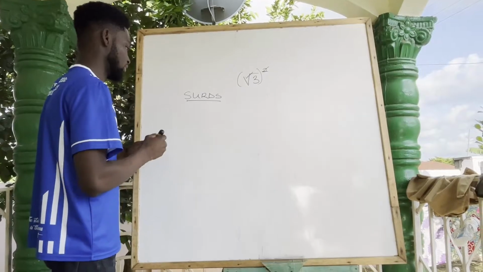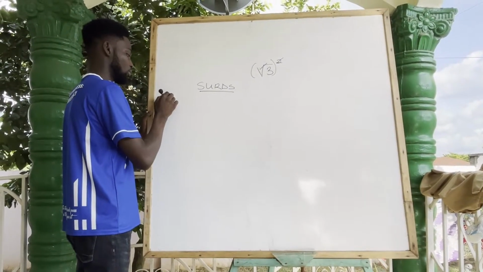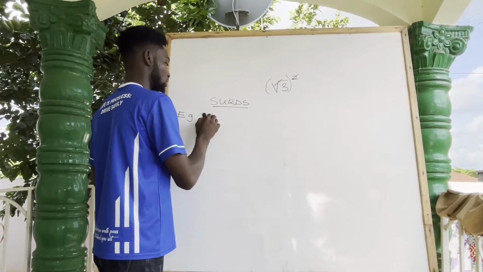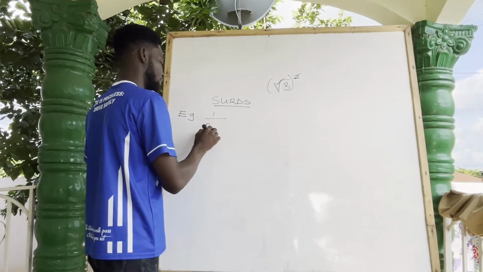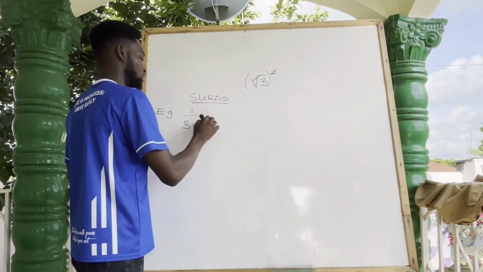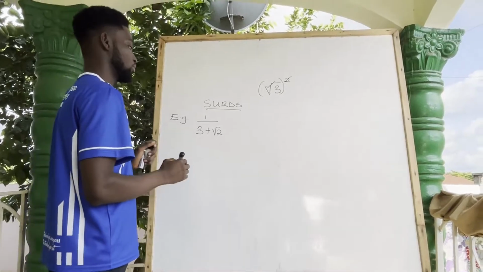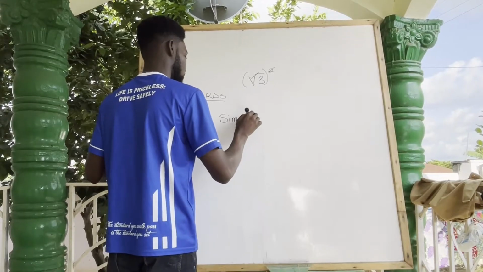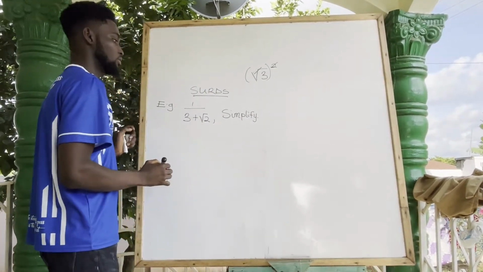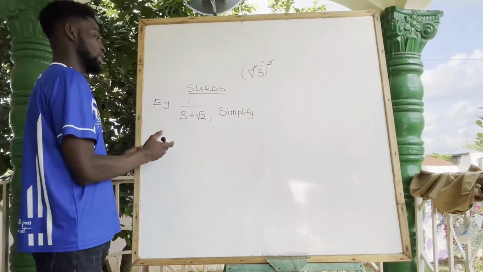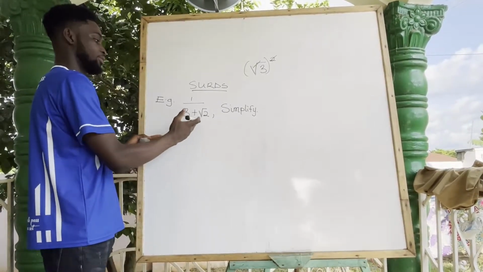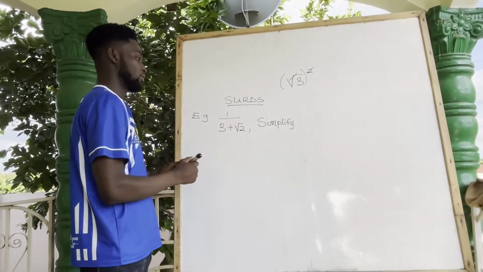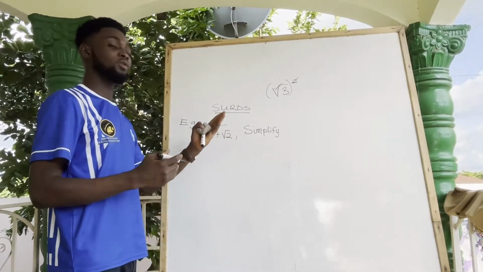So, let's take an example. Should we have 1 over 3 plus root 2, and we are asked to simplify. So if you look at this situation, we have the denominator as 3 plus root 2. We have a real part and we have what? The non-real part. So if you have to simplify this, we know what we have to do.